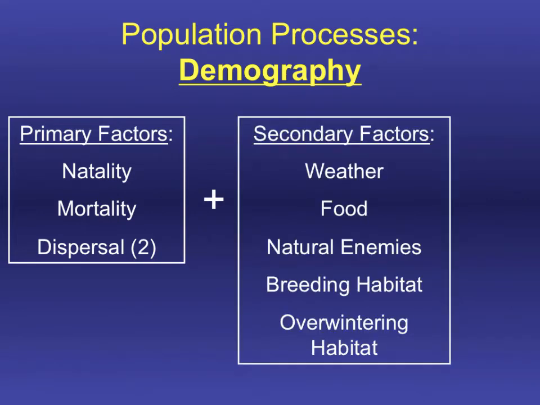Secondary factors are anything which can control or affect primary factors, so things like the weather, things like food supply, things like any sort of natural enemies, whether it's herbivores or parasites or pathogens or predators, breeding habitat if that's a factor, overwintering habitat if that's a factor. All of these things can have effects on those primary factors. So if weather is suitable and food's in good supply and there aren't many predators around, natality might be pretty high and mortality might be pretty low. Whereas if those factors are in short supply, then you might have an increase in mortality and a decrease in natality, for example.